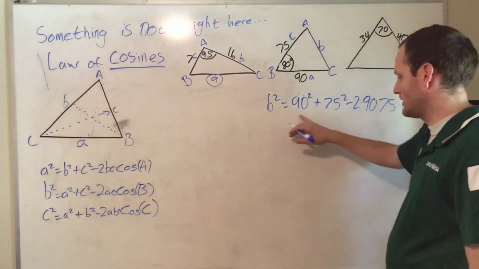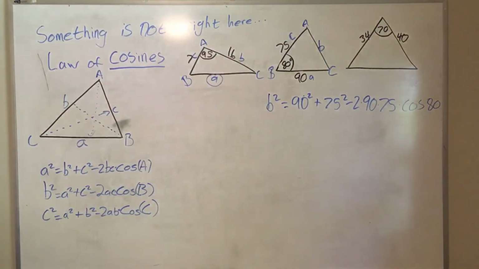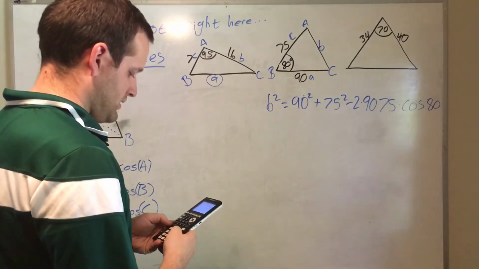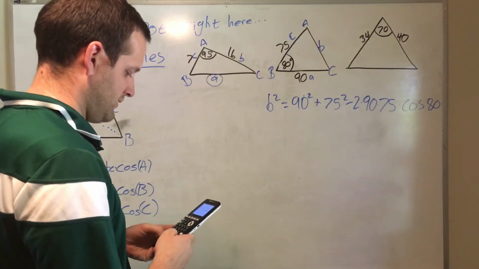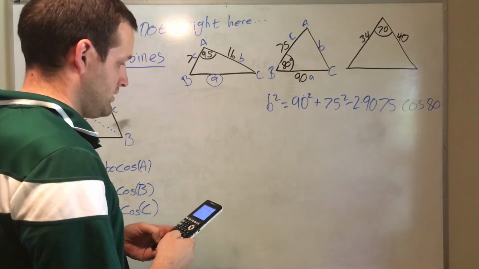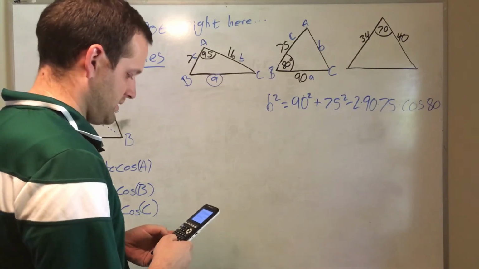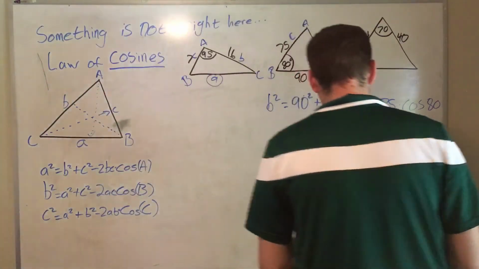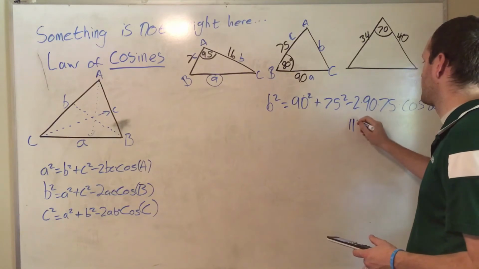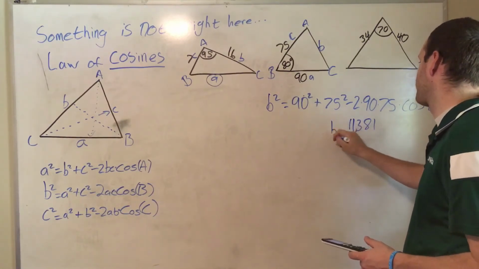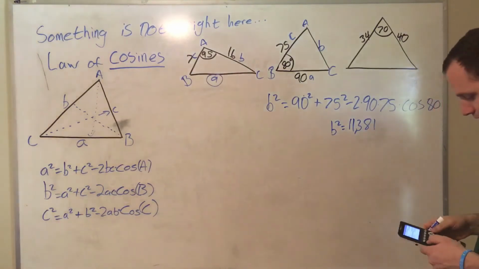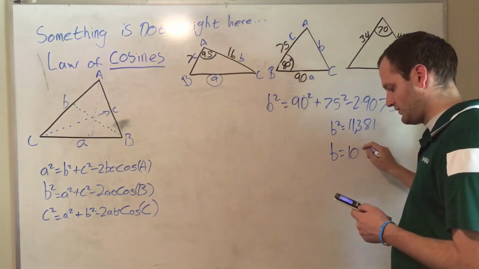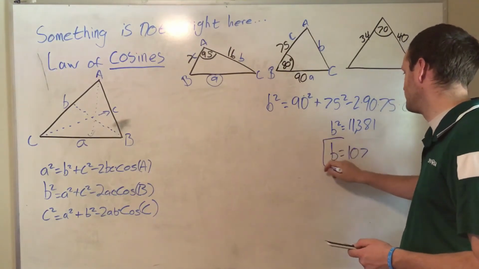You just plug it into a calculator. I'm not going to bother showing you this time. So I've got 90 squared plus 75 squared minus 2 times 90 times 75 times cosine of 80. That gives me 11,381. Now if I want to get rid of the square, I take the square root. That gives me B is 107, because we're just doing 3 sig figs.